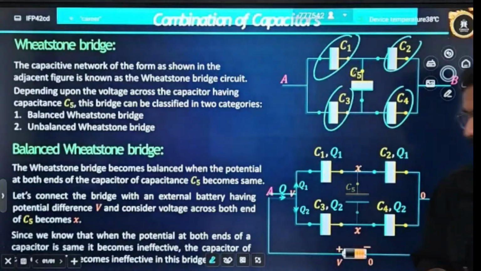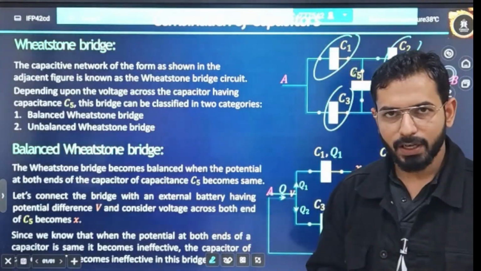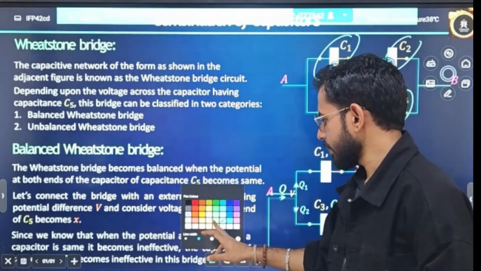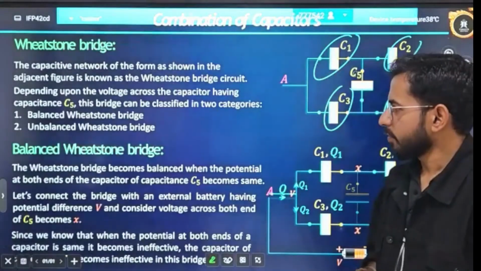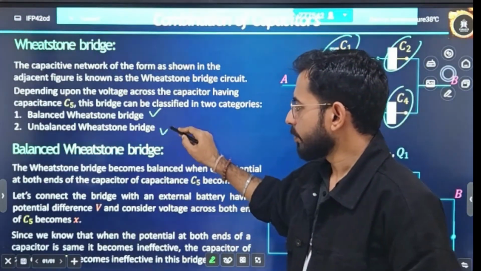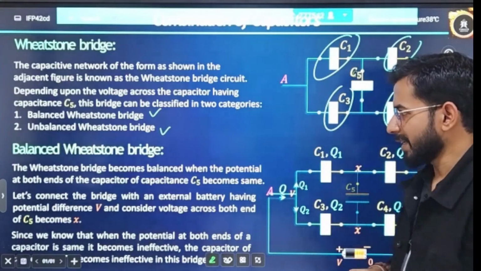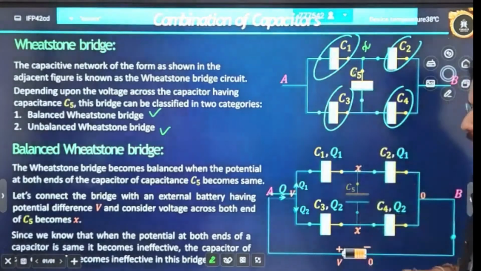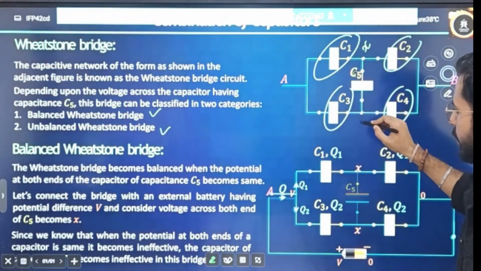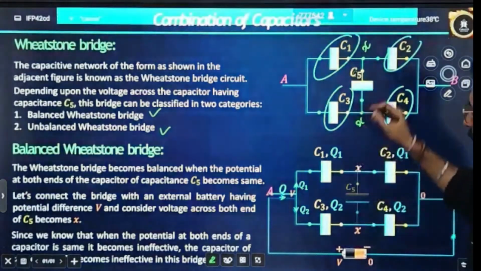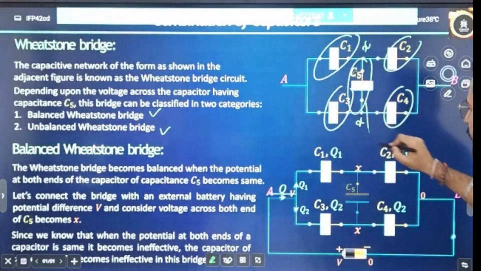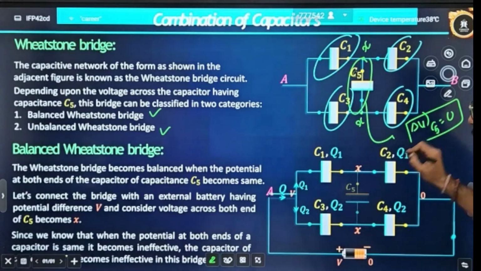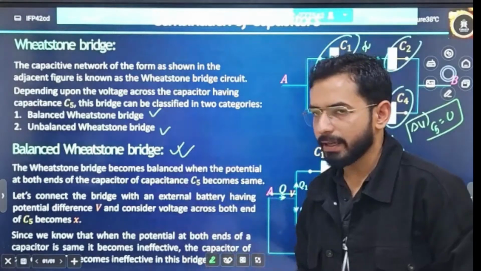Now there are two kinds of Wheatstone bridge. The complete theoretical part is given here; you can read it out. I am telling you the things that are important to understand conceptually. One is called the balanced Wheatstone bridge and the other is the unbalanced Wheatstone bridge. What is the meaning? Let's suppose some potential X is present here. And if at this point also the potential is the same, that means the potential difference across C5 is equal to 0, then it is called a balanced Wheatstone bridge.